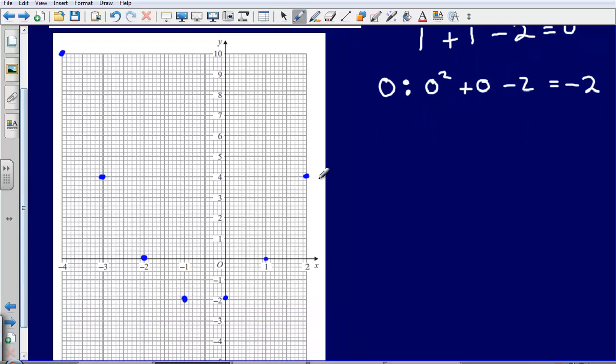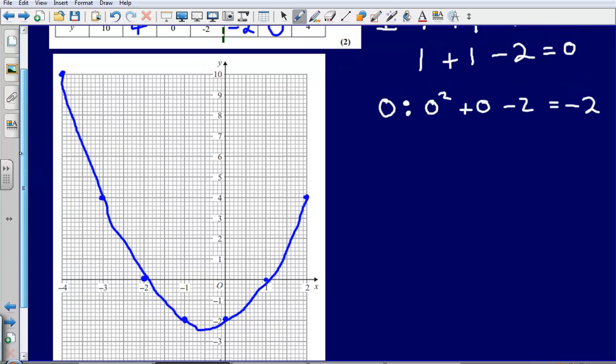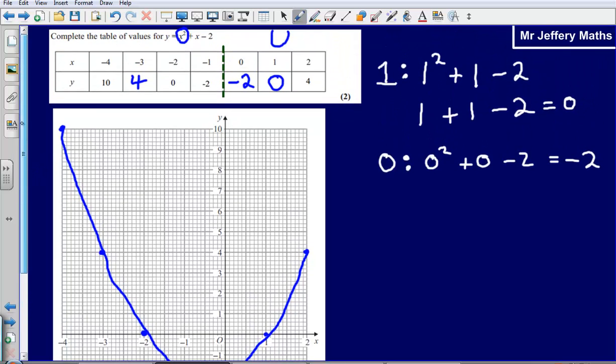Then last thing to do is simply connect these points with a curved line, and then that would be my final answer for plotting the quadratic graph for y equals x squared plus x minus 2.